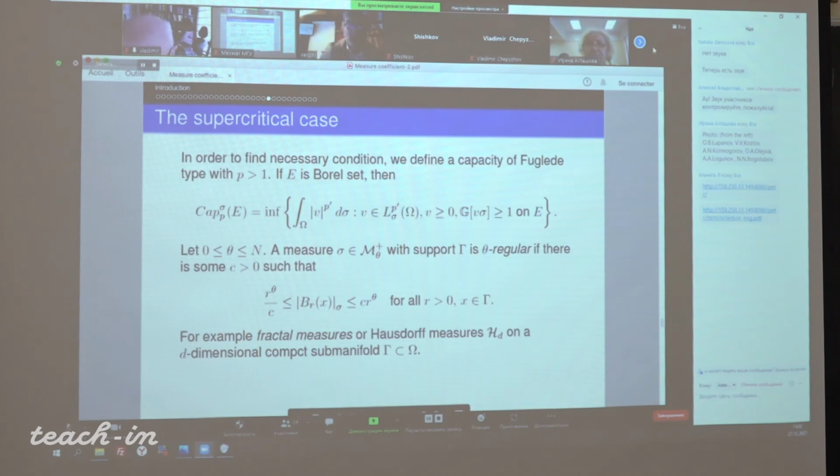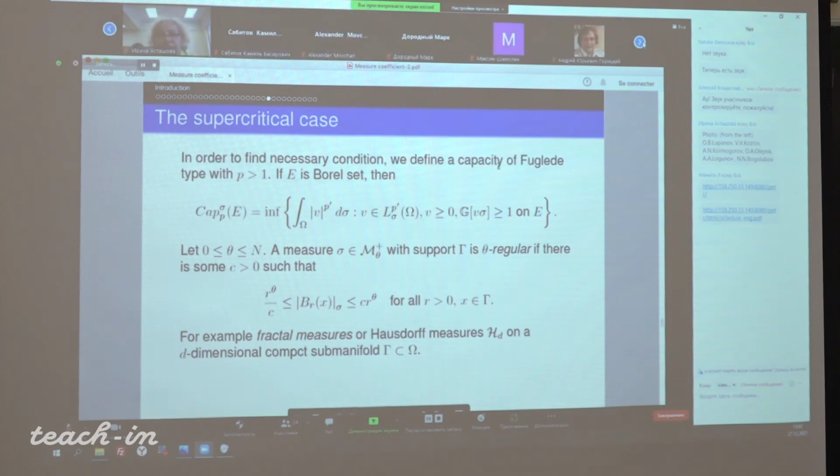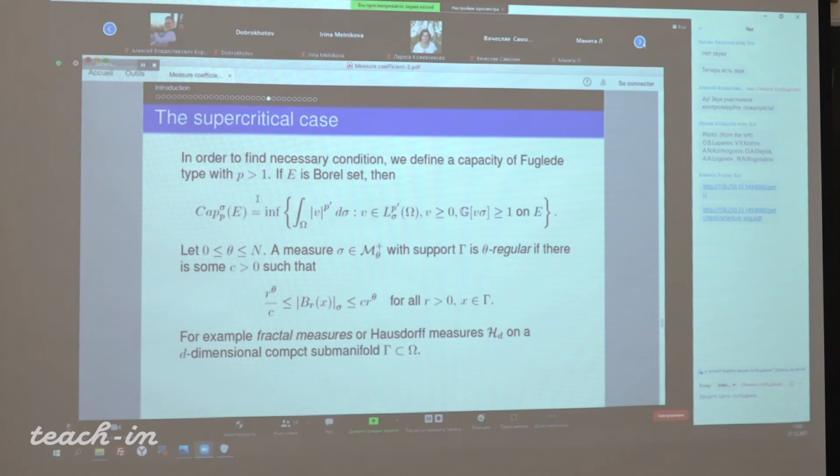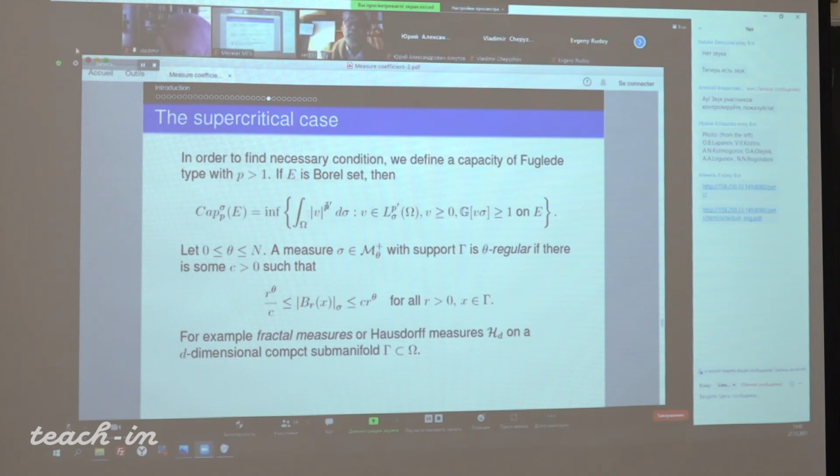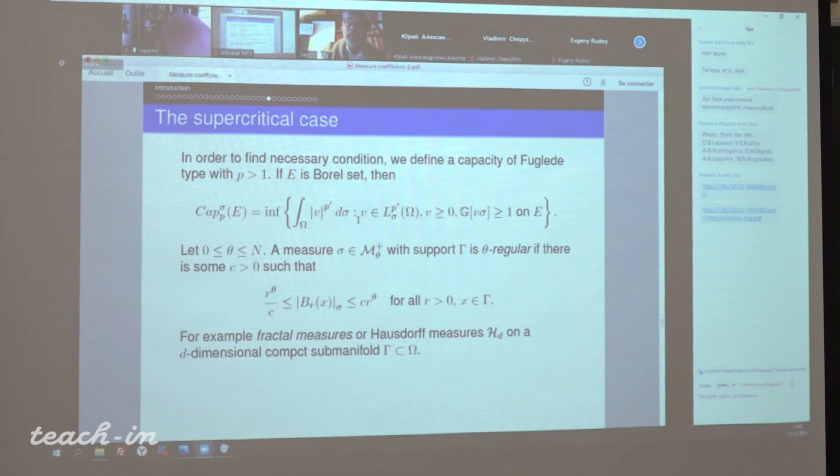Now a question: these are sufficient conditions. If you want to have necessary conditions, we define a capacity which is called a Twaites-type capacity, and it is defined in the following form. Cap sigma p of E is the infimum of the integral of V to the p prime over omega, for all V in L p prime of omega, nonnegative, such that the integral of G of V sigma is bigger than or equal to 1.